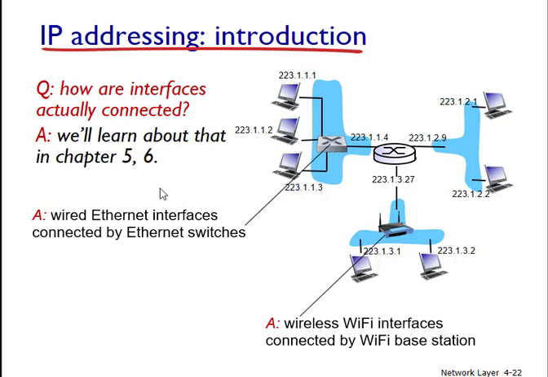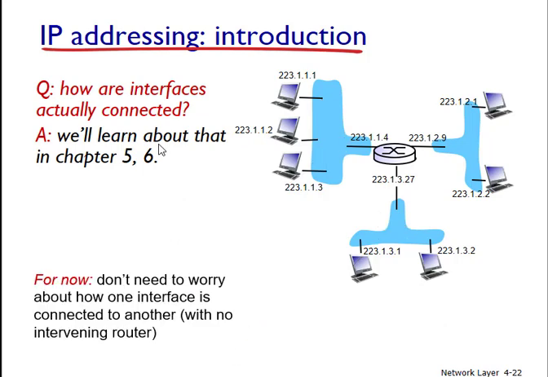This network could be interconnected by an Ethernet LAN, in which case the interfaces would be interconnected by an Ethernet switch or by a wireless access point, as we can see from these two small networks here. Ethernet switch, wireless access point. We'll ignore that switch for the time being. It is not a host, it is not a router, it is not required to have an IP address. Although they could, it's not required to have one.